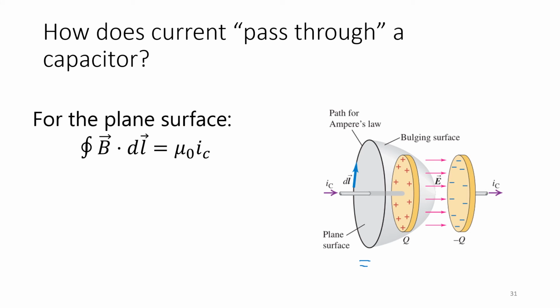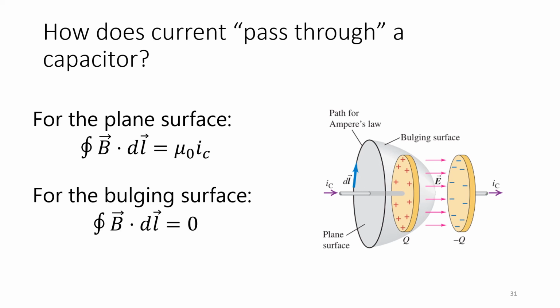Ampere's law for the plane surface gives us B dot dl is equal to mu naught I enclosed. For the planar surface, that I enclosed is simply just IC. Ampere's law for the bulging surface gives us quite a hiccup. The right-hand side will be equal to 0 because there's no current that's enclosed. So if you think about it again, there should be no flow of charges in that area because the moment you do so, the capacitor fails to work.